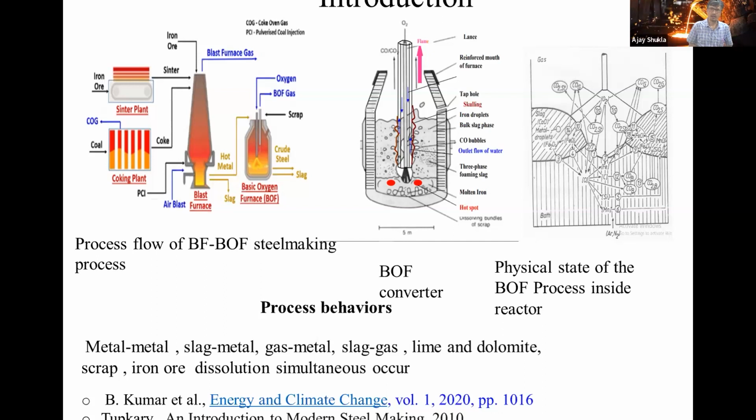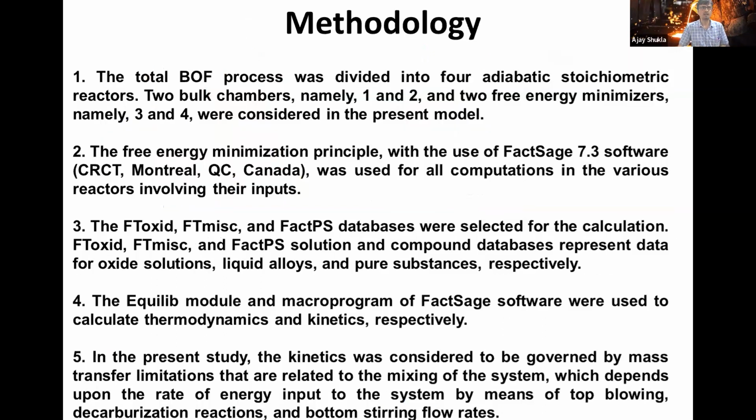A lot of chemical reactions occur which are responsible for a very fast rate of decarbonization, as well as the removal of other impurities like phosphorus and sulfur. Without going into the detail of this process, I'm coming to the point of how we model it by using this concept of the flow sheet model.